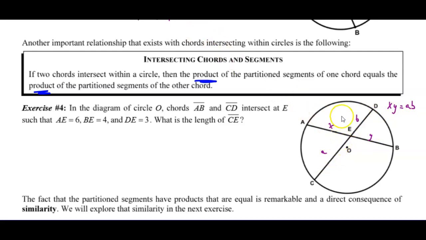All right, let me take those out because we've got some numbers to insert here. In exercise 4, it's telling us that AE is 6, that BE is 4, and that DE is 3. We want to know the length of CE. Well, according to what we just talked about, the product of one chord's segments, 3 times x, is going to be equal to the product of the other chord's segments, 6 times 4. So 3x equals 24, and x equals 8. So that means that CE is equal to 8.